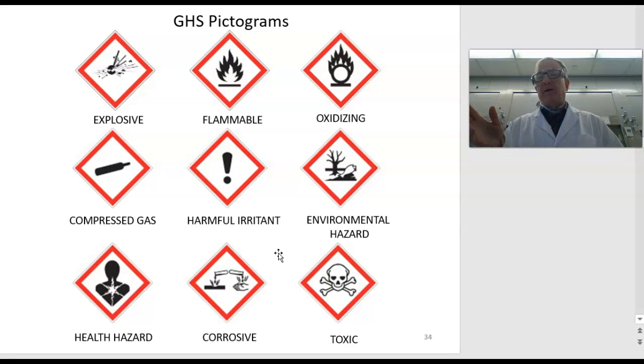And then the bare limb tree and the fish that's floating tells you it's an environmental hazard. The silhouette of a human with a starburst on their chest denotes a health hazard. And the corrosive symbol, pouring something on a hand and an object showing some corrosion taking place. And then the old skull and crossbones tells you that it's toxic.